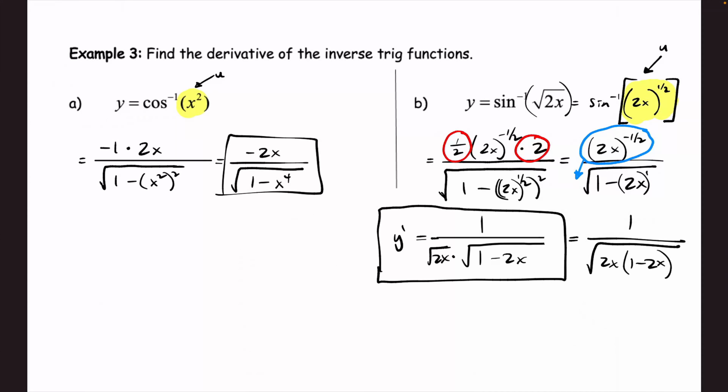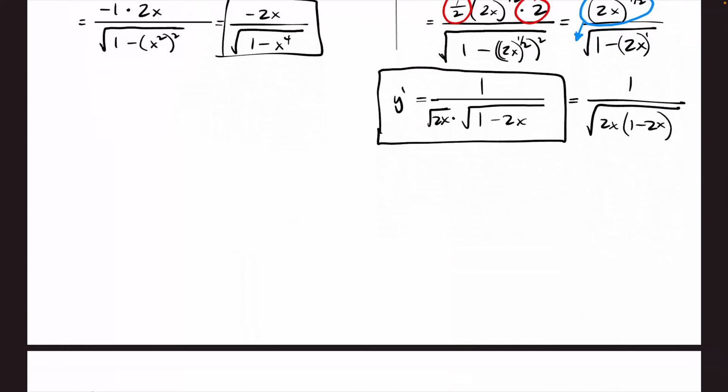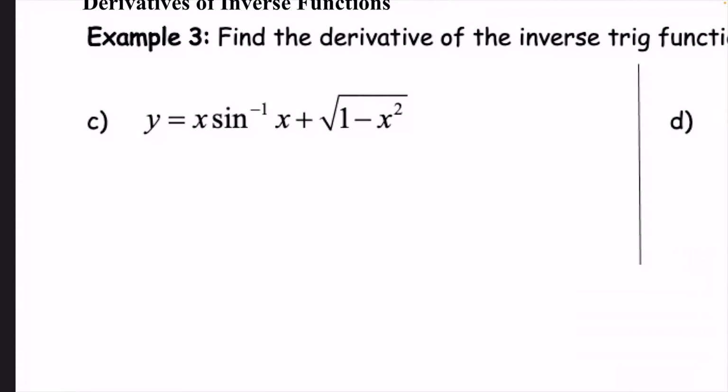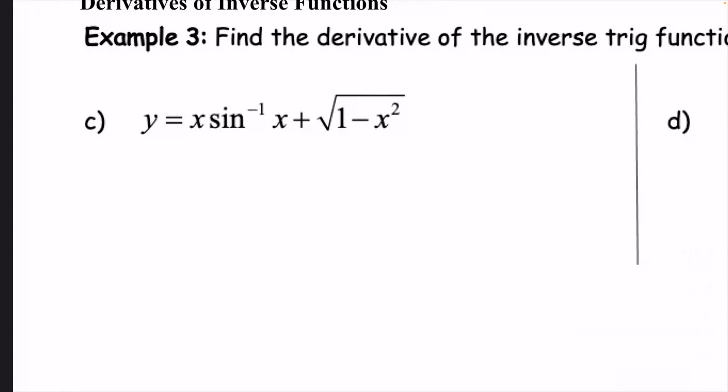Okay? All right, 2 more. 2 more, and then you guys can get started in practice. So as you've noticed, the 2 most common are sine and cosine. Will you have a tangent? Will you have a cotangent, secant, cosecant? Yeah, but they don't show up very often. So the ones that you're more likely to see are sine and cosine. Okay? Okay, so here we go.